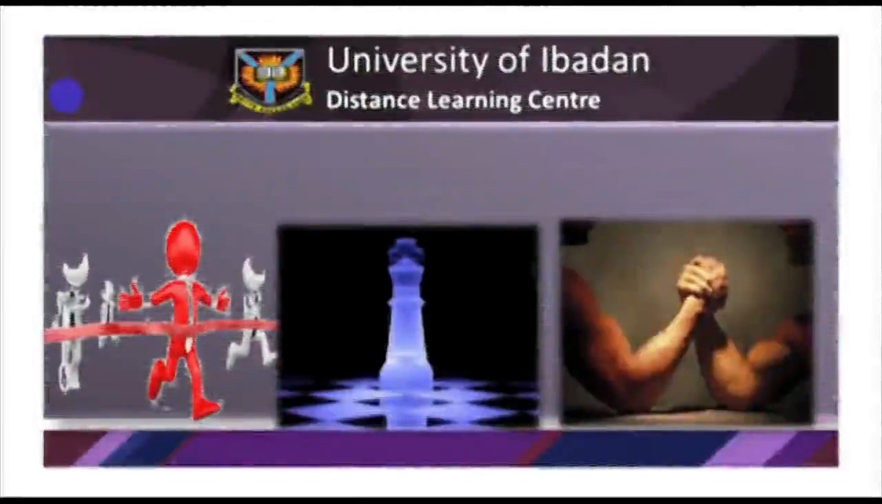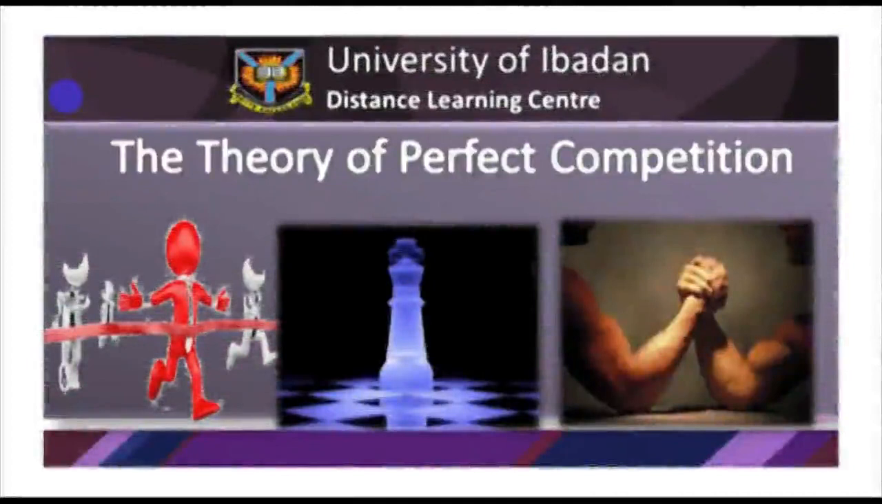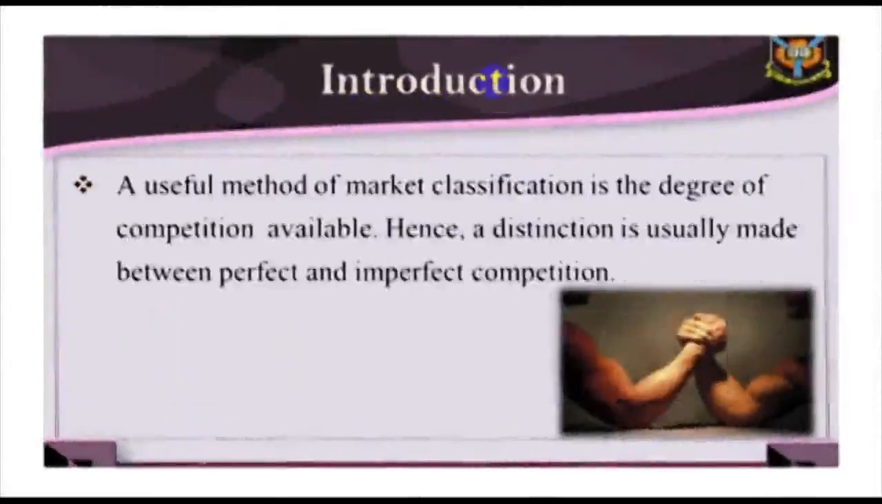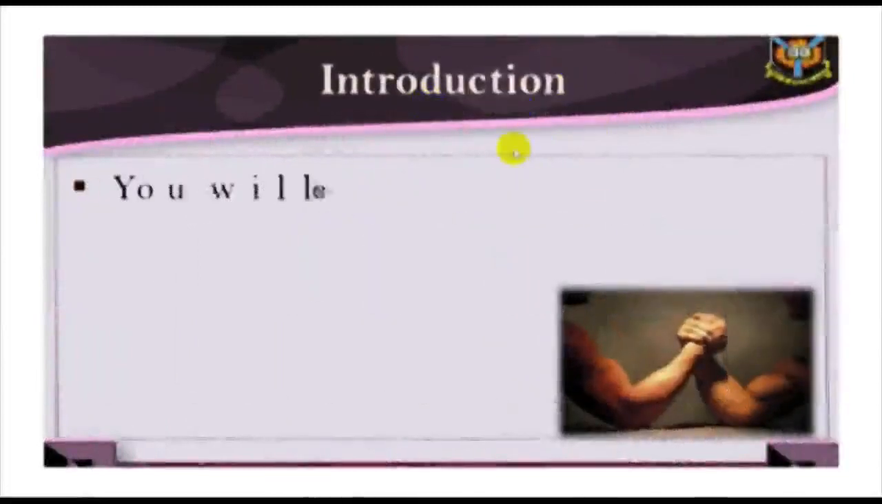Econ 201, Study Session 9: The Theory of Perfect Competition. Introduction. A useful method of market classification is the degree of competition available. Hence, a distinction is usually made between perfect and imperfect competition. You will examine the theory of perfect market in this study session.